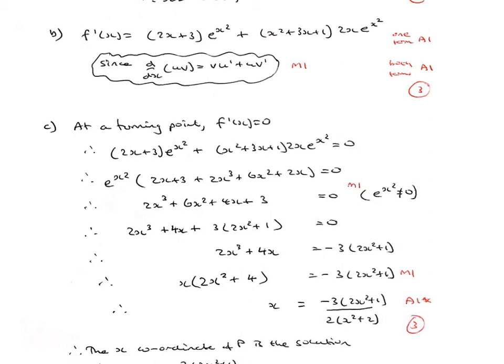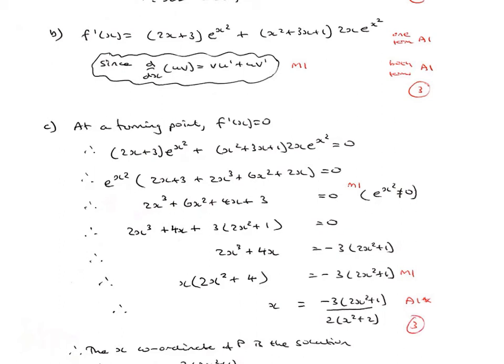So I've put the whole expression equal to 0. E to the x squared is a factor, but e to the x squared can't be 0. So the bit that's left is 0: 2x plus 3 plus x squared plus 3x plus 1 times 2x. Don't forget that x. So therefore I get that expression there.